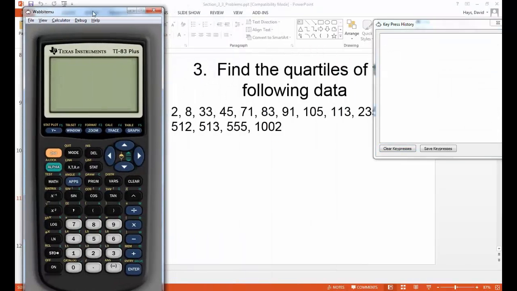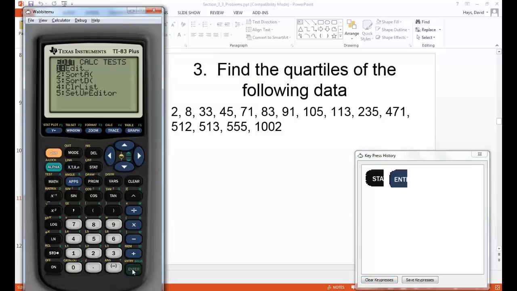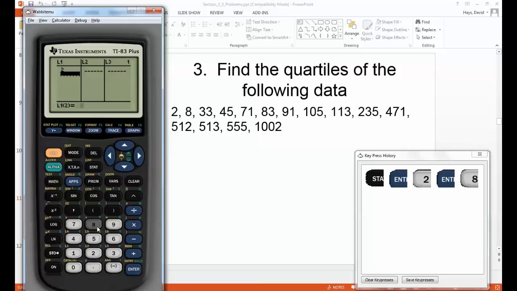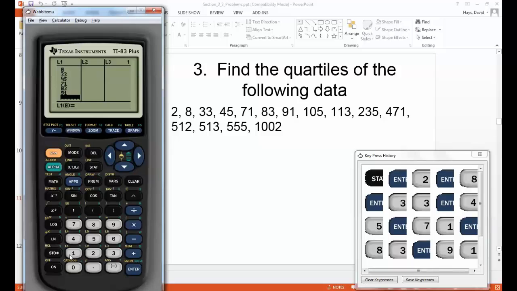Okay, so let's input those numbers in. I'm going to do stat, enter on edit, and then I got 2, 8, 33, 45, 71, 83, 91, 105, 113, 235, 471, 512, 513, 555, and 1002.